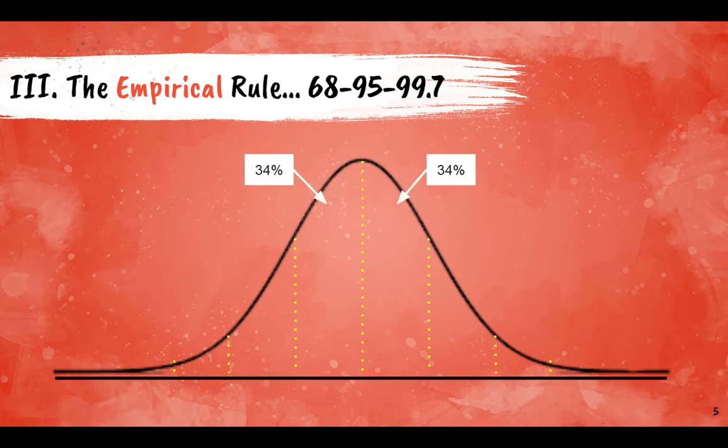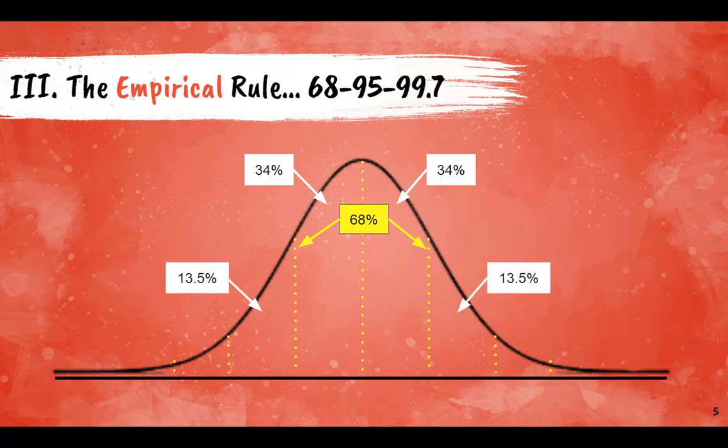The 2 middle parts are 34% of your data each. So adding those together, we get 68% in the middle. The next sections each have 13.5% respectively. And adding those 4 sections in the middle, we get 95% of our data.